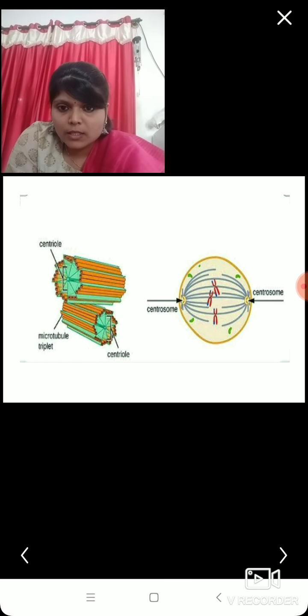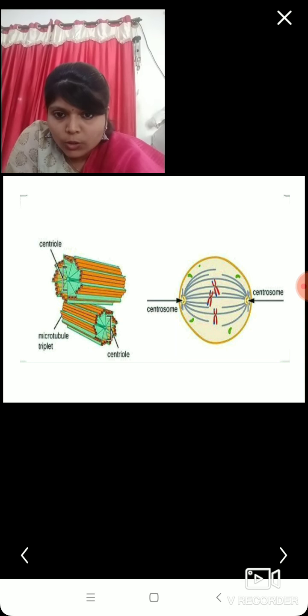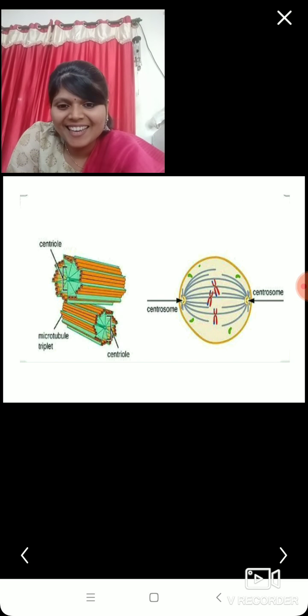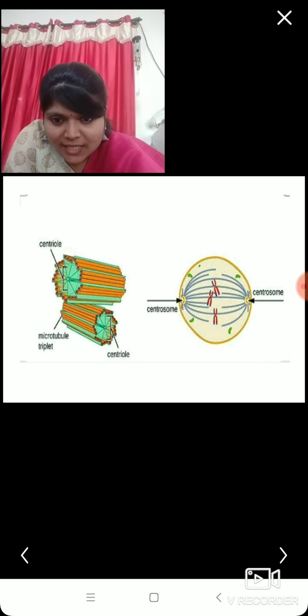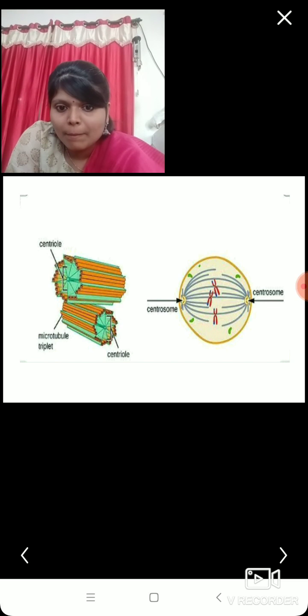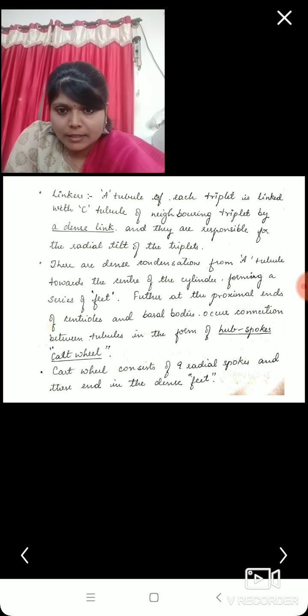Next, this picture clearly shows how the interaction has happened and how the cylinders, the fibers, are formed. Substructures A, B, and C. See the microtubule triplet, the centriole, and both the centrioles that you can see. I will come back to this picture a little later.